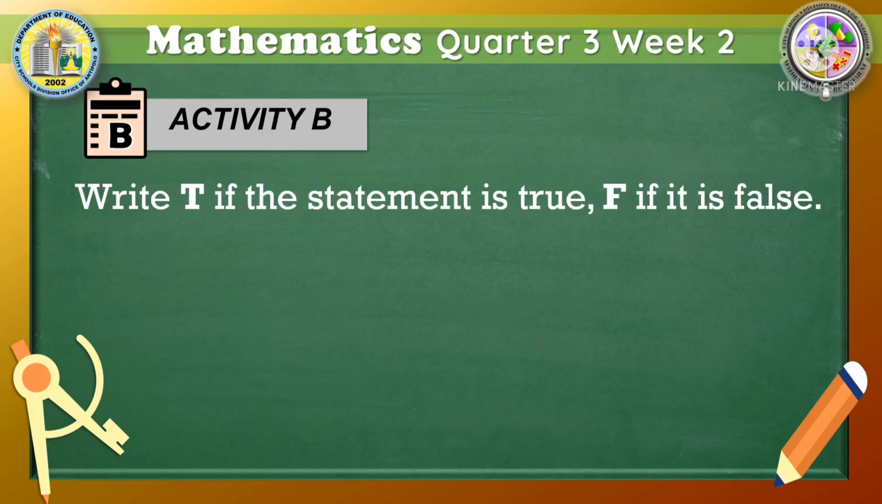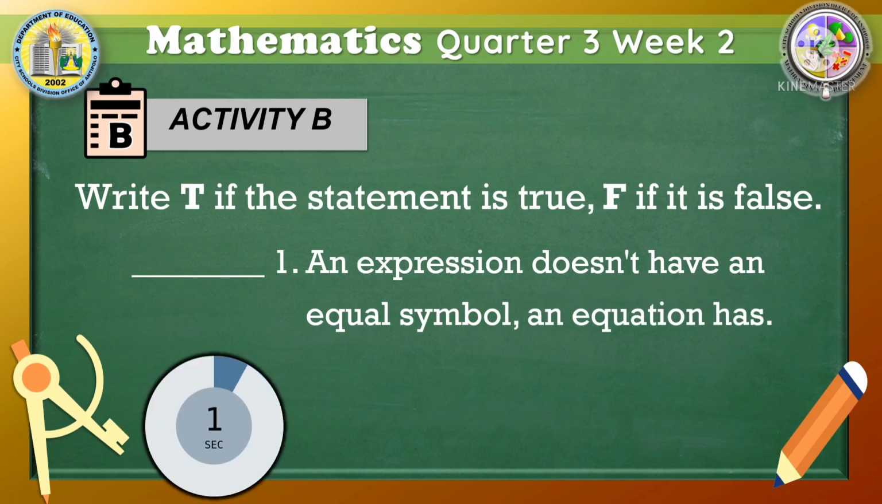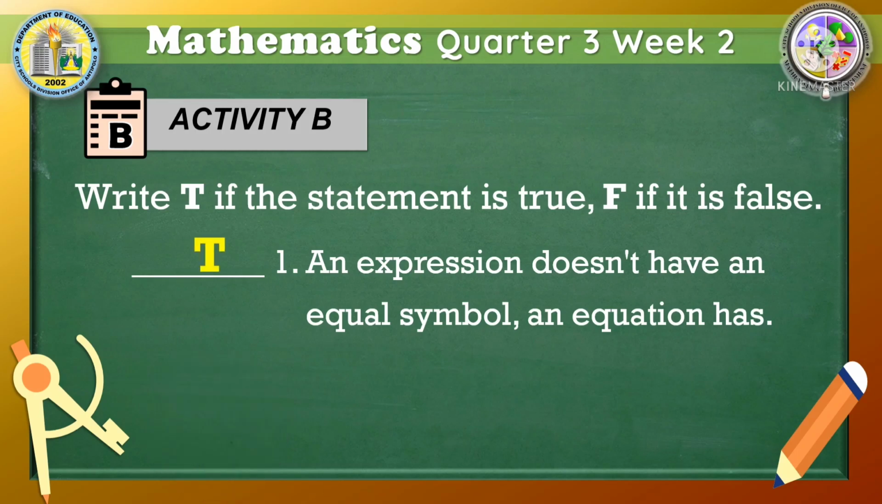Number 1. An expression doesn't have an equal symbol. An equation has. Is it true or false? Should you write T or F? The correct answer is T, because the statement is correct. Did you get the correct answer? Great job!